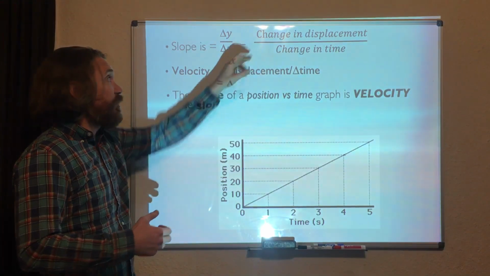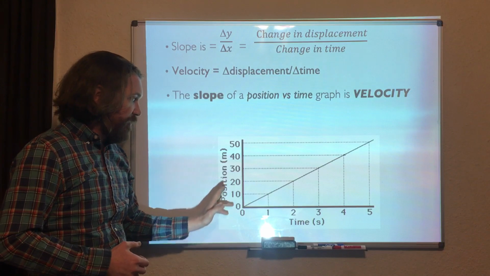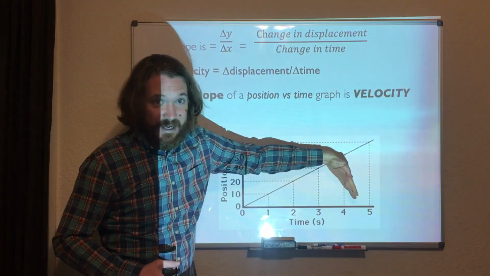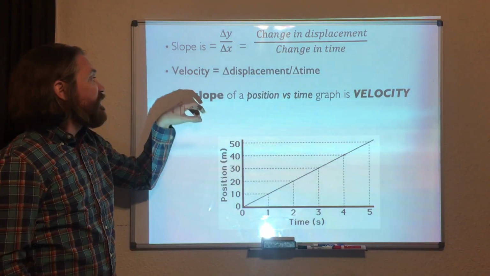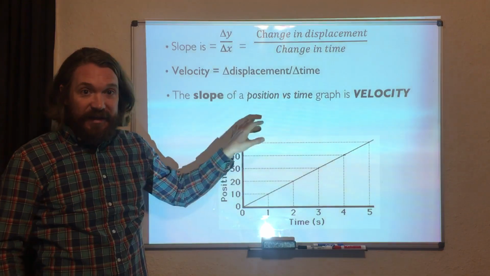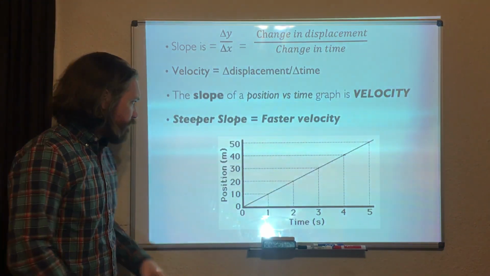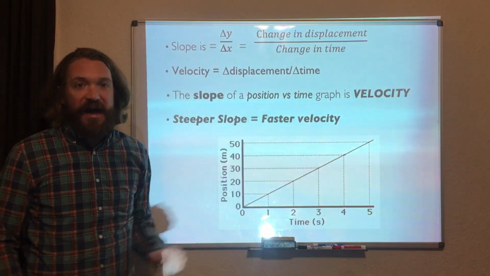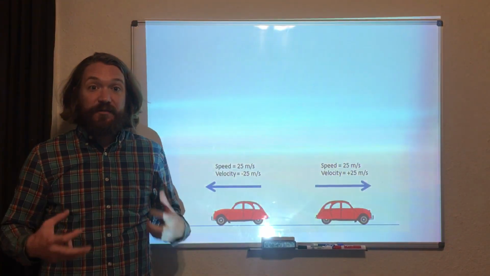Now, I use the word displacement here because our change in y can either be positive and go up and give us a positive slope, or it can be negative and go down and give us a negative slope. The slope of this graph is the velocity. This is what we learned last class. And we remember that the steeper that slope, the faster our velocity is going to be. So, what is velocity here?